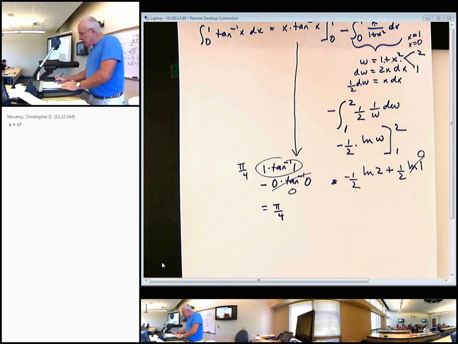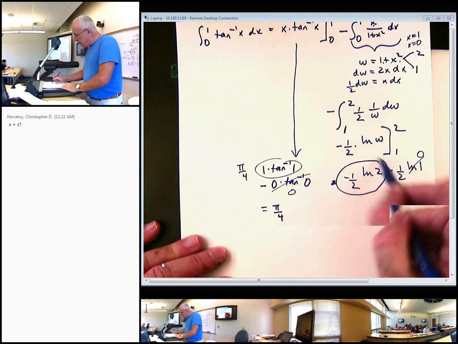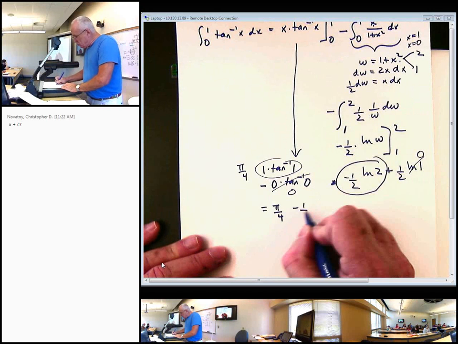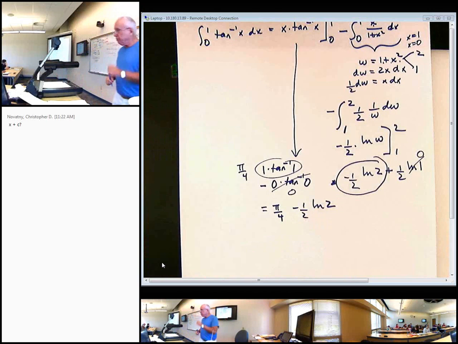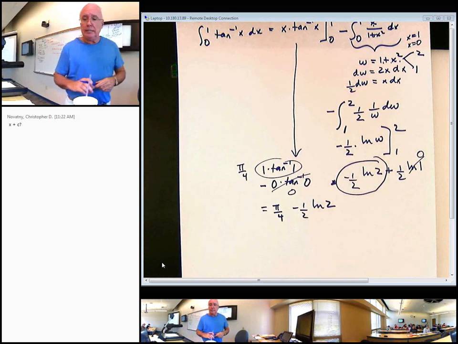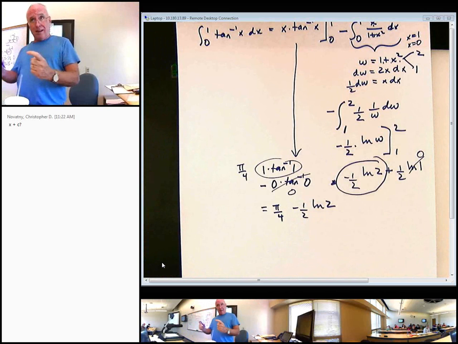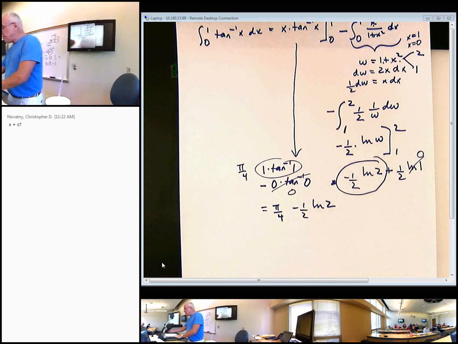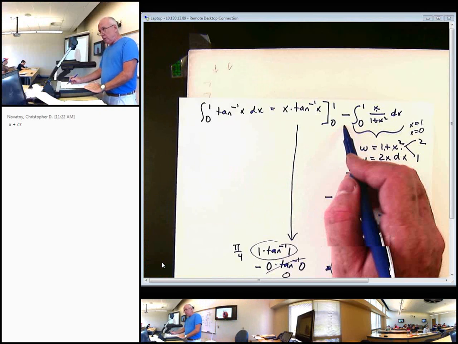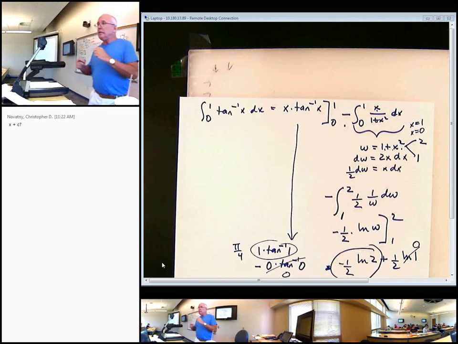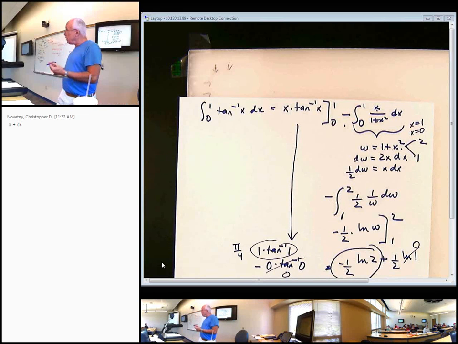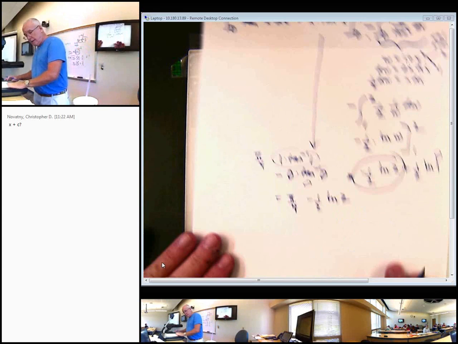Then for the second part here, this is the only one that sticks around: minus 1/2 the ln of 2. I will tell you with this integration by parts, you have to be careful with minus signs because you have a minus in the formula. You just have to be aware and careful with them, okay? That's what I have to say on that.